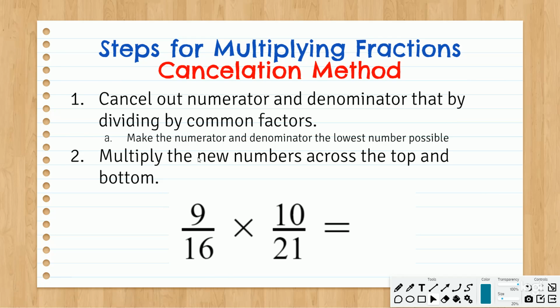So now we have the steps for multiplying fractions using the cancellation method. This is the method that I prefer to use. It makes it go a little bit faster, and we don't have to do as much reducing at the end.